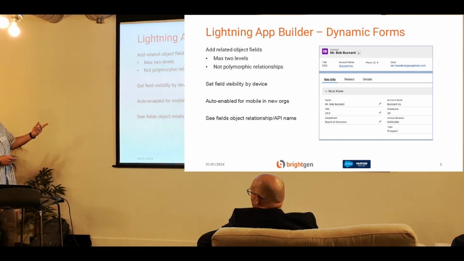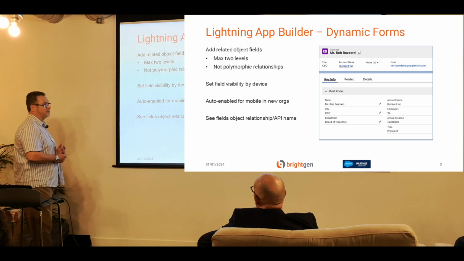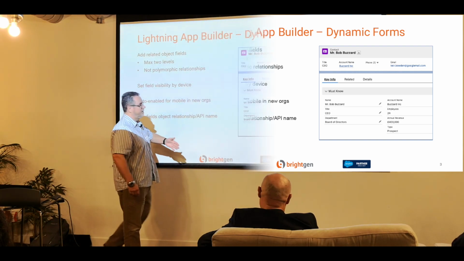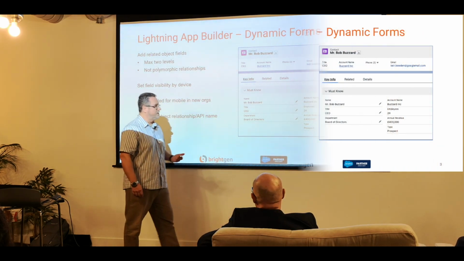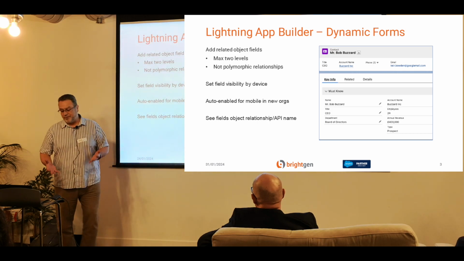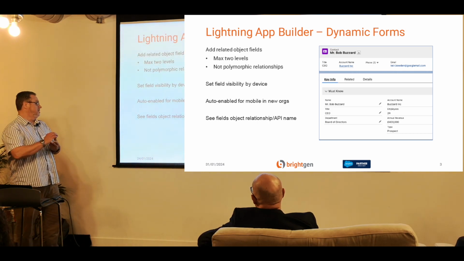You can also set field visibility by device, so you can hide things if someone's accessing from a mobile device, for example. You could have a key info section where, if you're on a desktop, it shows you 20 or 30 fields, but because they're on a mobile with a smaller device, it only shows a couple. And you can do all that without coding, which again, you never used to be able to.